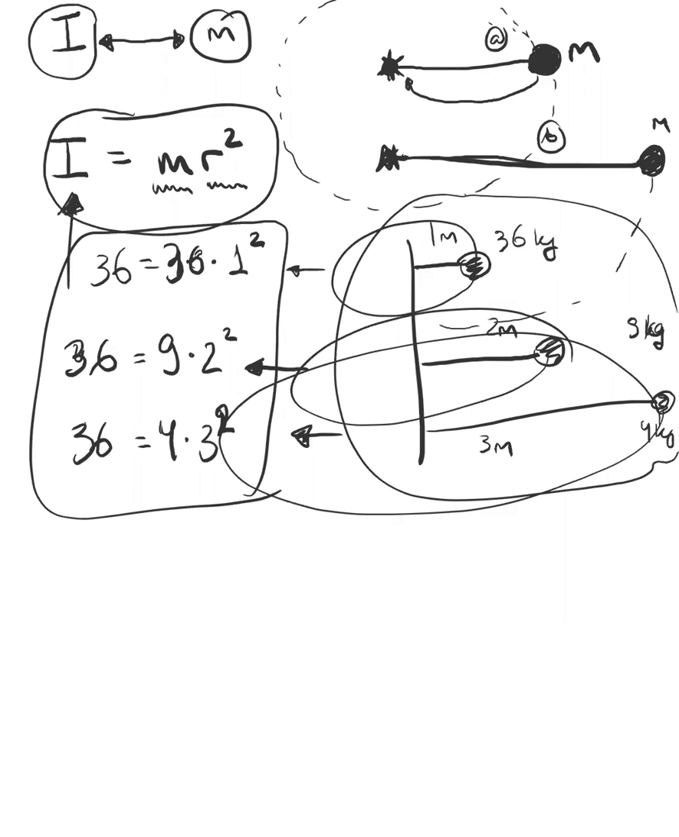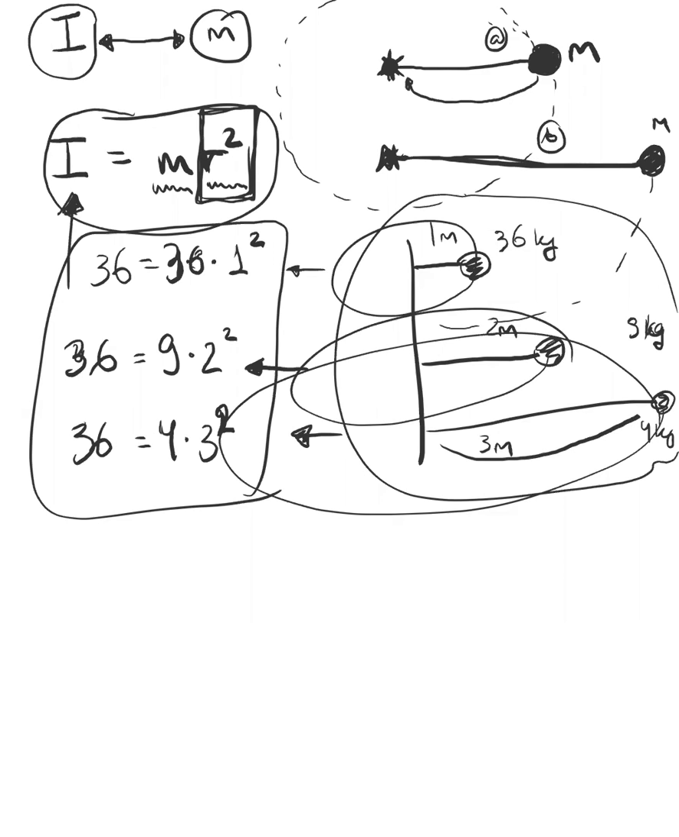And it could be counterintuitive at first because the first object weighs 36 kilos. That's a pretty heavy object. And the third object is just 4 kilos. So it's 9 times lighter, but it's also 3 times further away from the axis of rotation. And the distance is squared in this formula. So you are more sensitive to distance than you are to the mass.